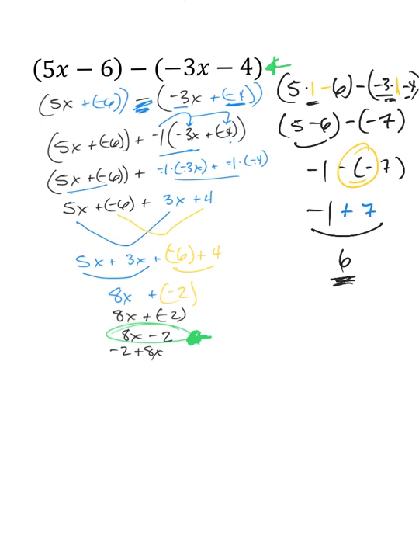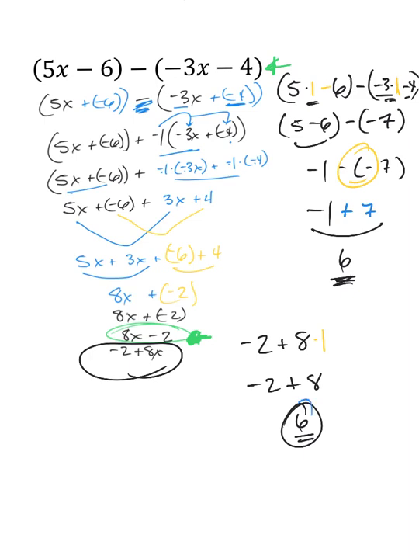If I've done this correctly, then when I put a 1 into x for this expression, it would come out to be 6 also. So negative 2 plus 8 times 1, which is going to be negative 2 plus 8, and negative 2 plus 8 is 6. So this is equivalent, 6 is equivalent to this 6. So I have the correct final expression. And I know this is finished because it's fully simplified. There's no leftover pieces.